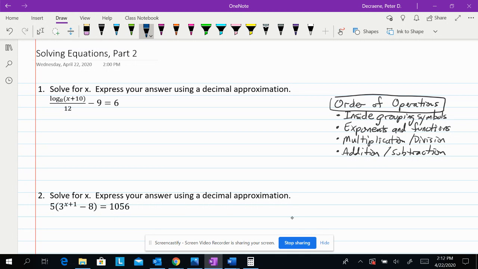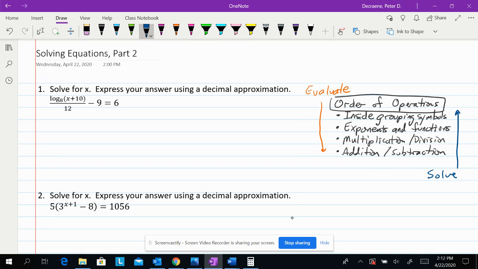The directions say solve for x, express your answer using a decimal approximation. So remember, if we're solving for x, we go backward in the order of operations. When we evaluate, we follow the order of operations in order from top to bottom: inside grouping symbols, exponents, multiplication, division, adding, and subtracting. But when we solve, by undoing, we have to go back up the order of operations. So first, let's get rid of any addition or subtraction that we've got.